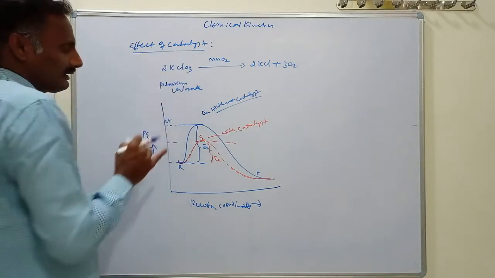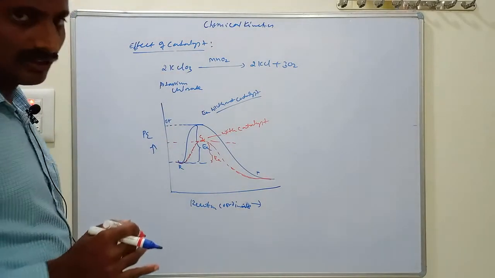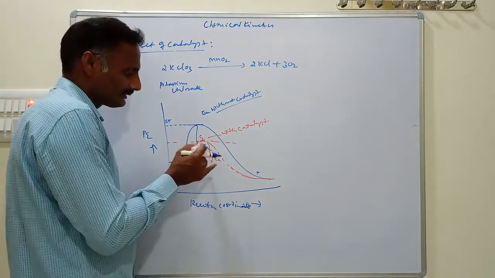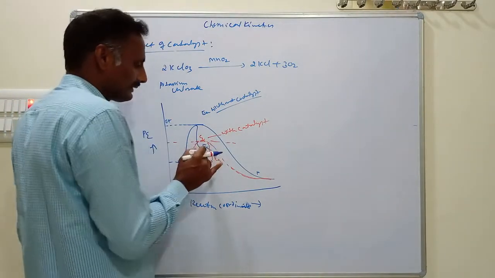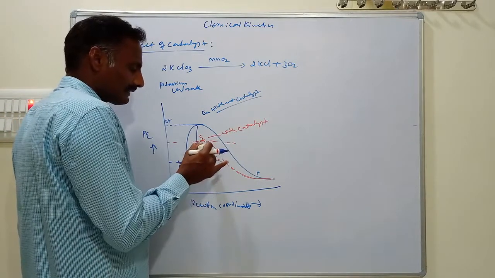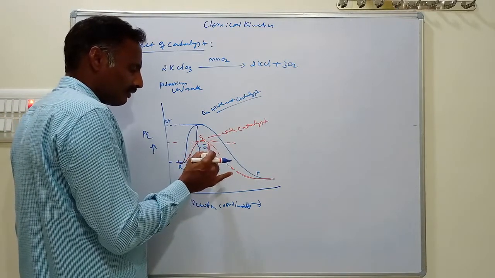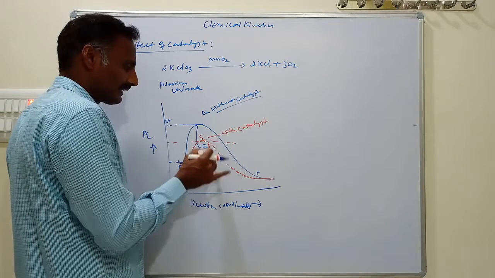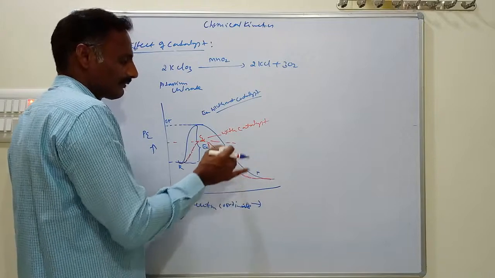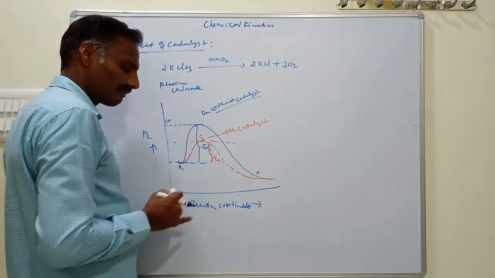A catalyst is one which increases the rate of reaction without undergoing any permanent chemical change. One more point: a catalyst decreases the energy of activation. When a catalyst decreases the energy of activation, more reactant molecules can attain this energy and form the products. As a result, the catalyst increases the rate of reaction.